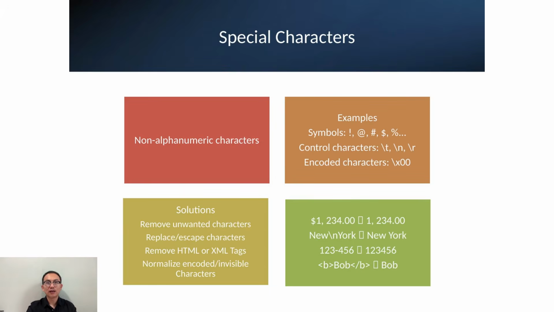Special characters are non-alphanumeric symbols that sometimes sneak into your data. Examples include punctuation like %, $ sign, control characters like tabs, line breaks, or hidden control characters. They often come from manual data entry, web scraping, copying and pasting, or merging datasets. Special characters can cause big problems in data processing or analysis.